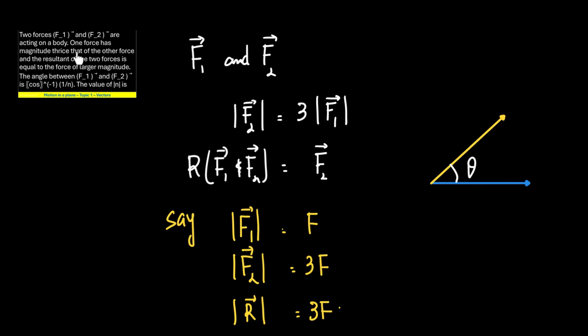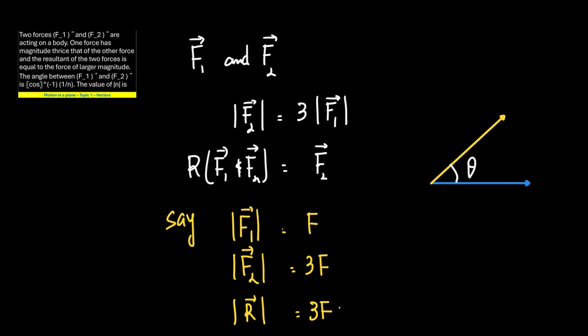One has a magnitude thrice that of the other. So magnitude of vector F2 is equal to 3 times the magnitude of vector F1. Now, if I assume magnitude of vector F1 as F, then what is magnitude of F2? 3 times magnitude of F1, which is F, therefore 3F. Hope that makes sense?